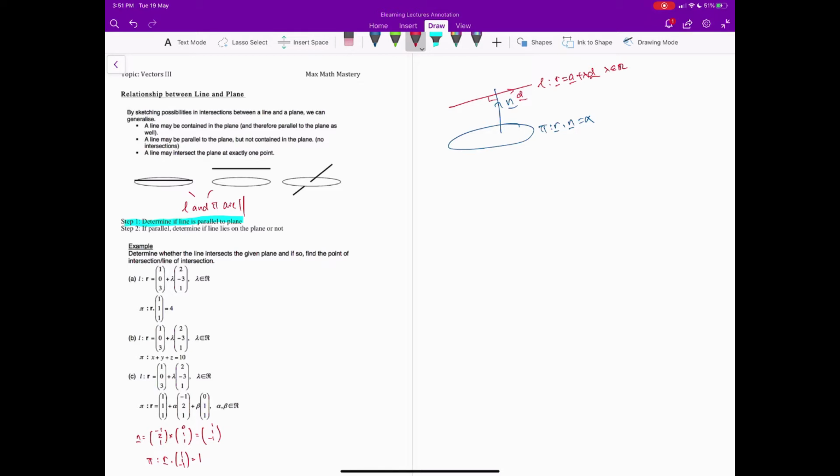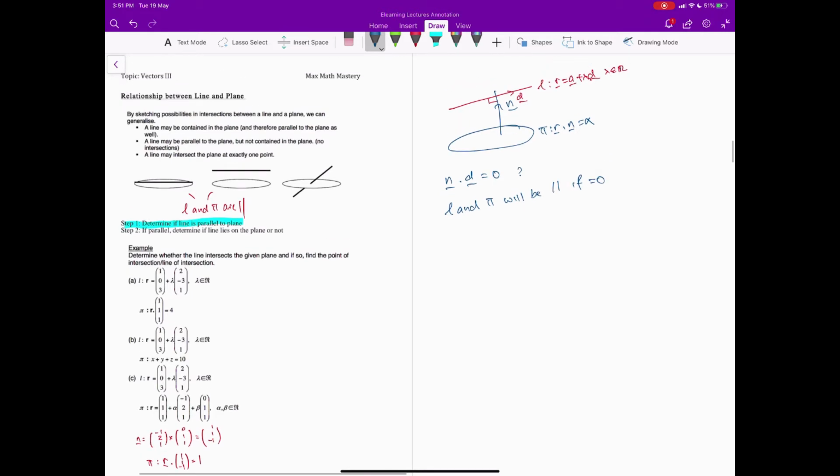To determine if they are perpendicular, I simply have to take the normal and the direction and dot them. If I get 0, it means that the line and the plane are parallel. So I take n dot d and see whether it's equal to 0 or not. If it's equal to 0, the normal and the direction are perpendicular, hence the line and plane will be parallel. All these are in layman terms, so I'm going to teach you how to present using examples, and how to find out if the line lies on the plane or does not lie on the plane.